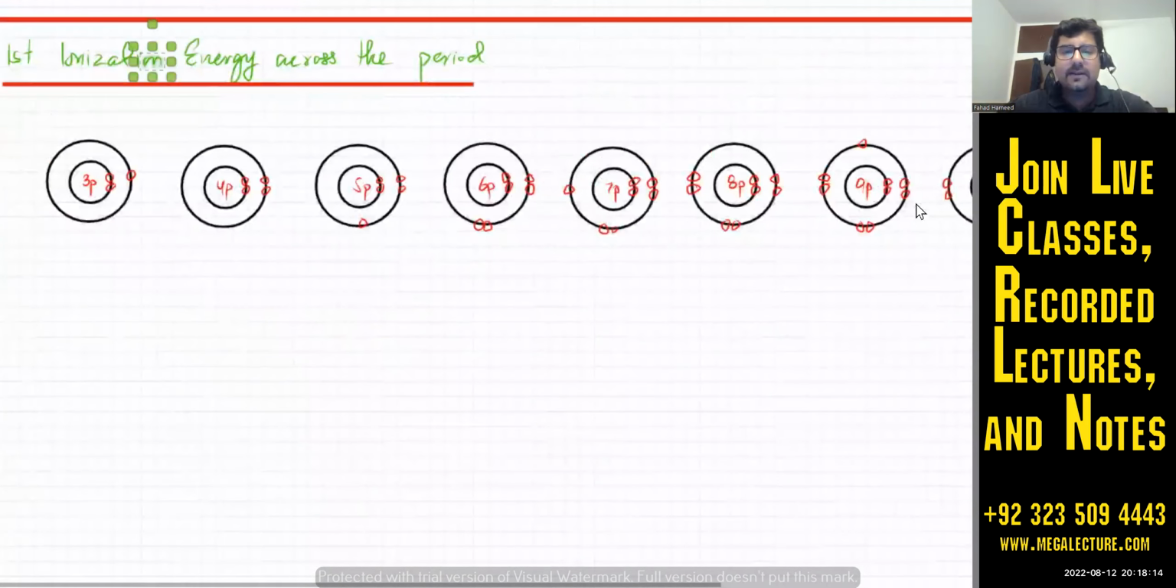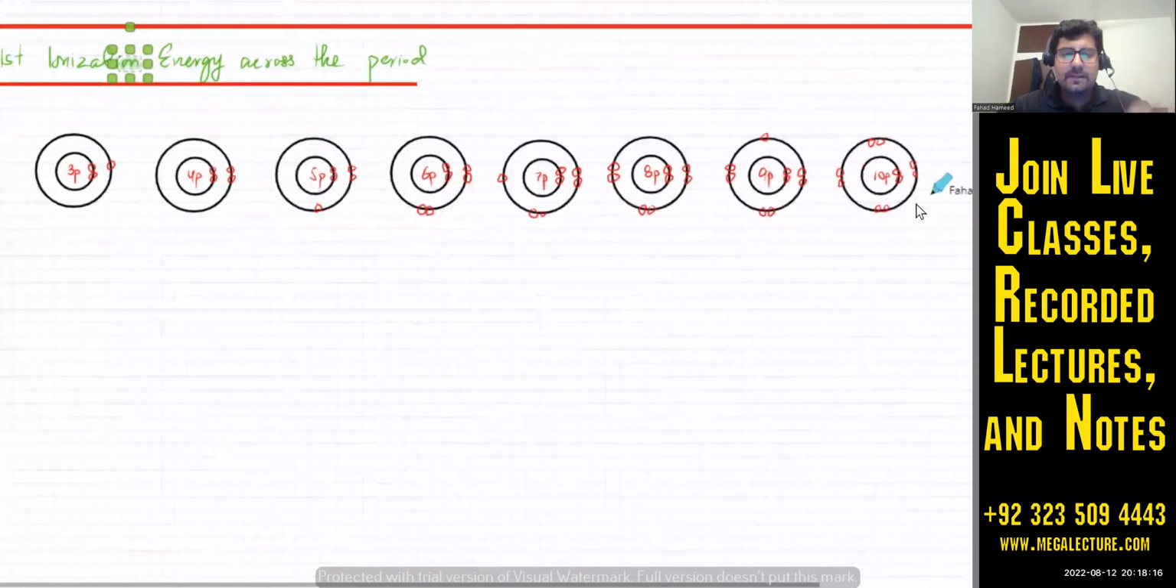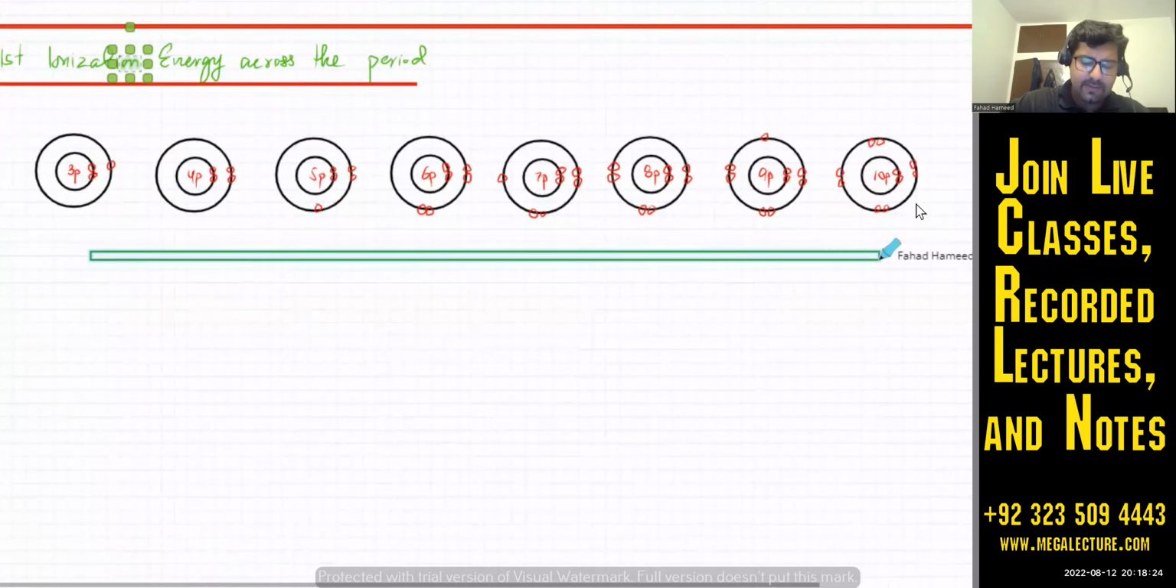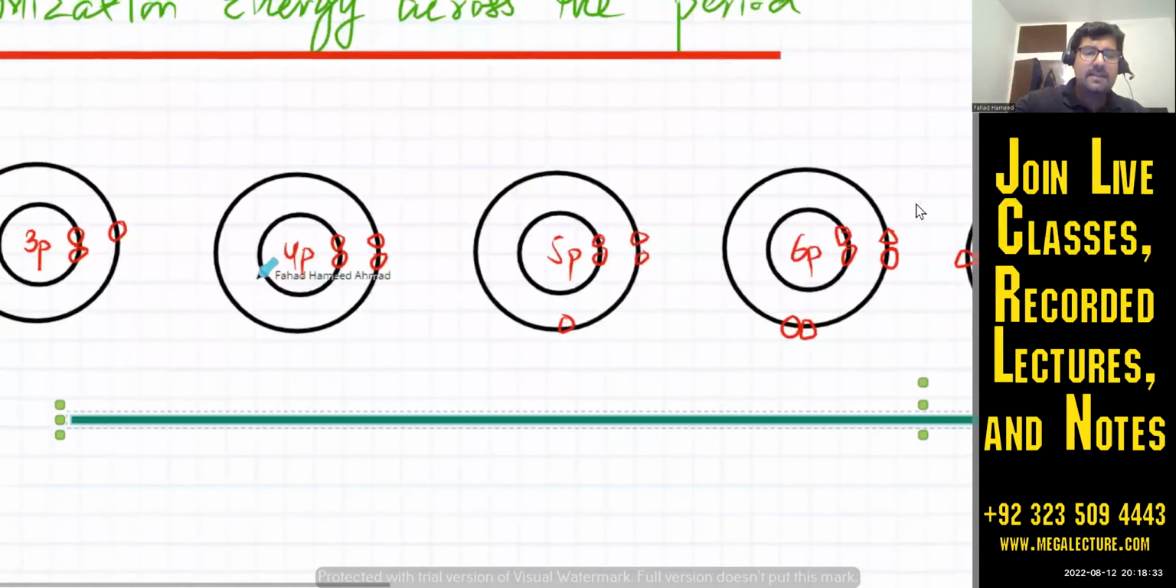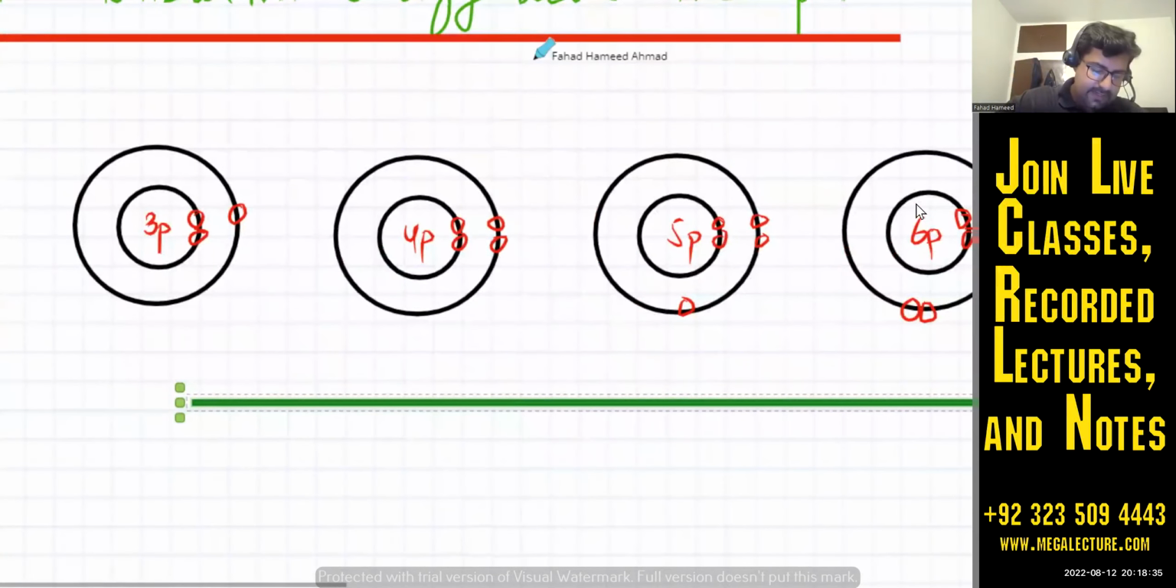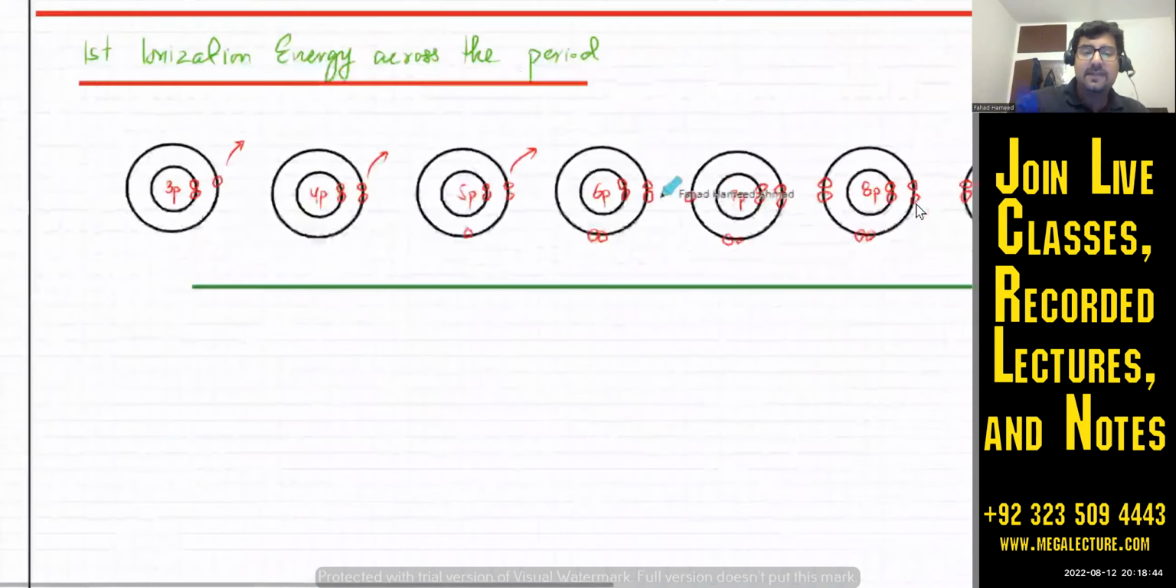As a first thing, remember we're moving across the period, so this is the entire period, from lithium to neon. Period number 2. Period number 3 or 4, everything would be exactly the same. So we're moving across the period. And remember, we're only trying to remove the first electron from each atom. Just the outermost electron from each atom. I'm trying to remove this electron, the first electron from this one. We're just comparing the first ionization energy.